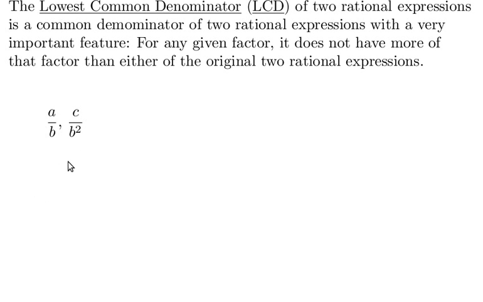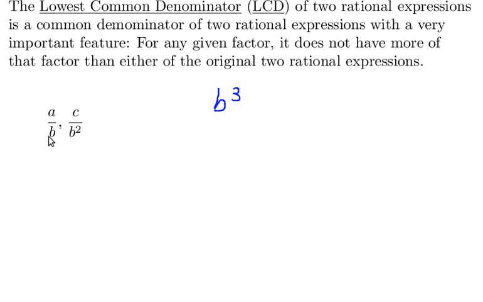So now we have a over b and c over b squared. We might be tempted to just multiply top and bottom of this by the denominator here, and then you'd get ab squared over b cubed. So a common denominator would be b cubed. It's true that it would be a common denominator, but it will not be a lowest common denominator, because to make these two things have the same denominator, we don't even have to mess with this one. We just have to multiply top and bottom of this by b.